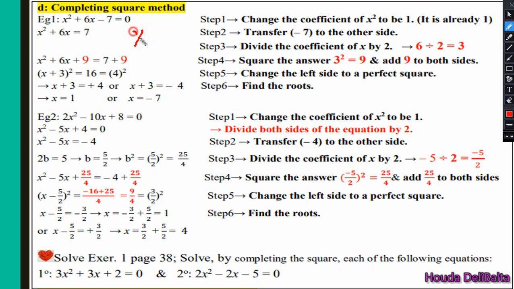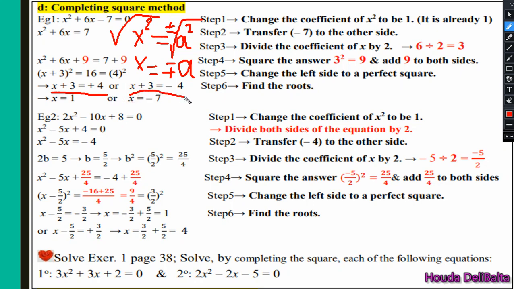Remember, if you have x squared equals a squared, which was taken in grade 10 in the powers chapter, and you are going to solve this, you have to put x equals plus or minus a. It is as if you make a radical here and a radical here, but you have to put plus or minus. So that's why x plus 3 equals plus 4, or x plus 3 equals minus 4.